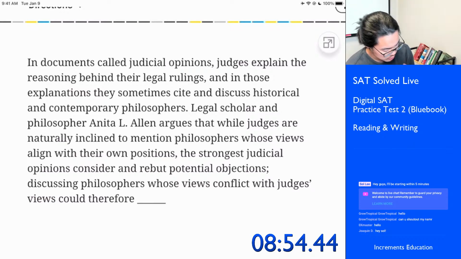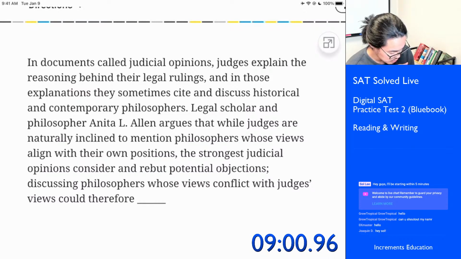In documents called judicial opinions, okay, judicial opinions, they explain the reasoning, and they sometimes cite philosophers, okay?